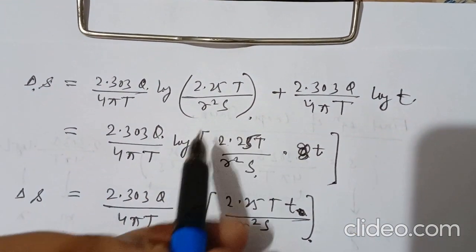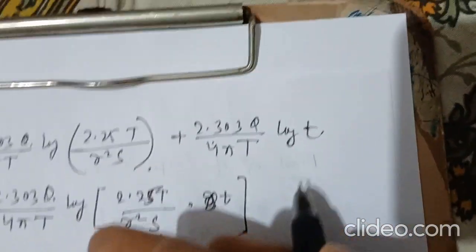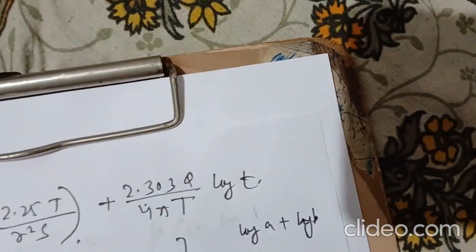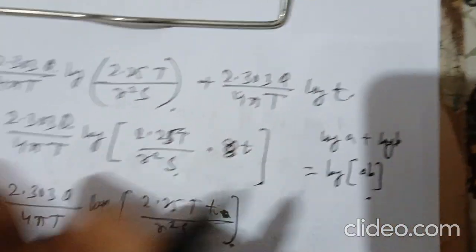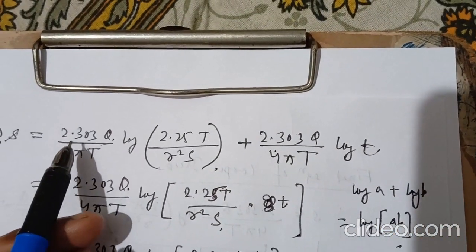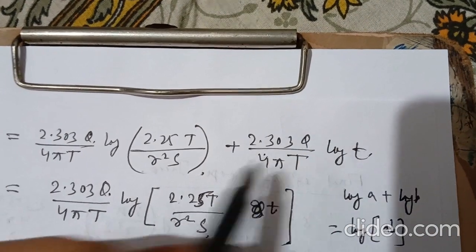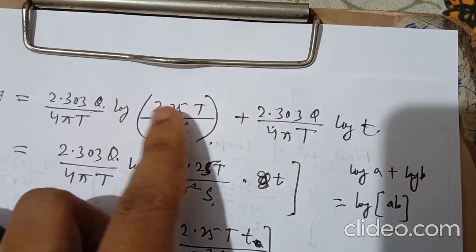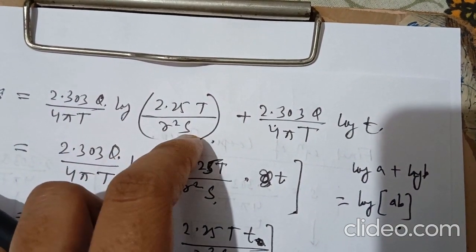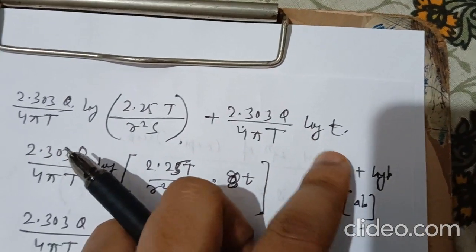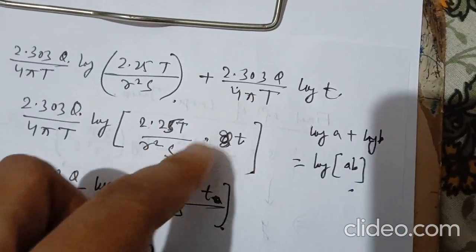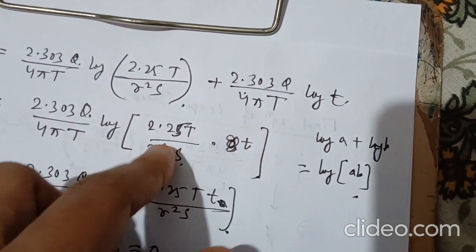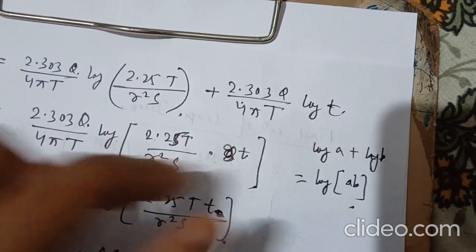Okay, so this equation we can write in the form of log a plus log b, so we can write this as log ab. We know that 2.303 q upon 4 pi t is common here, so we can take it common. Then it will become log 2.25 capital T upon r square s plus log small t, that we can write in the multiplication format. This is a and this is b, so a into b, because here it is log a plus log b, that's why.